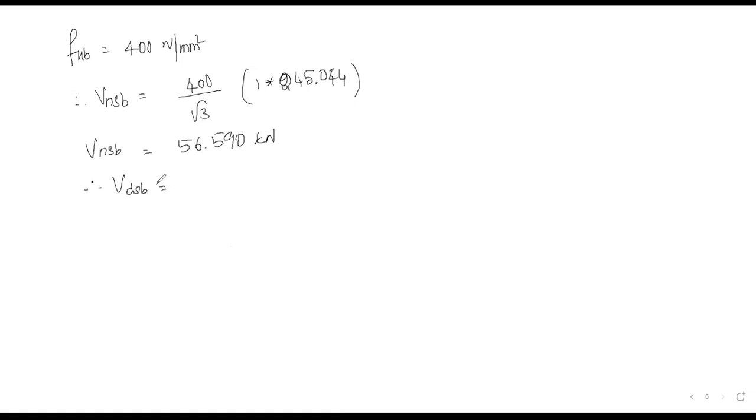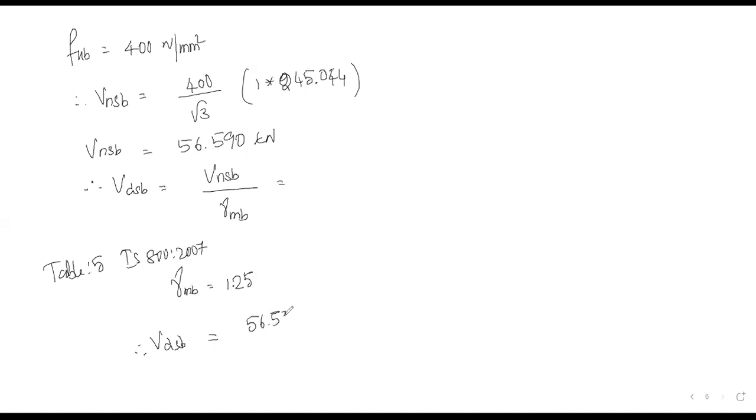Therefore VDSB, that is design strength of the bolt, becomes VNSB by gamma MB. So from table 5 of IS 800 2007, gamma MB becomes 1.25. Therefore VDSB is equal to 56.59 divided by 1.25. So 45.272 kilonewton is the value of VDSB.